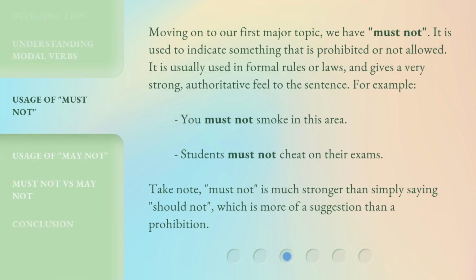Moving on to our first major topic, we have must not. It is used to indicate something that is prohibited or not allowed. It is usually used in formal rules or laws, and gives a very strong, authoritative feel to the sentence. For example, you must not smoke in this area. Students must not cheat on their exams. Take note, must not is much stronger than simply saying should not, which is more of a suggestion than a prohibition.